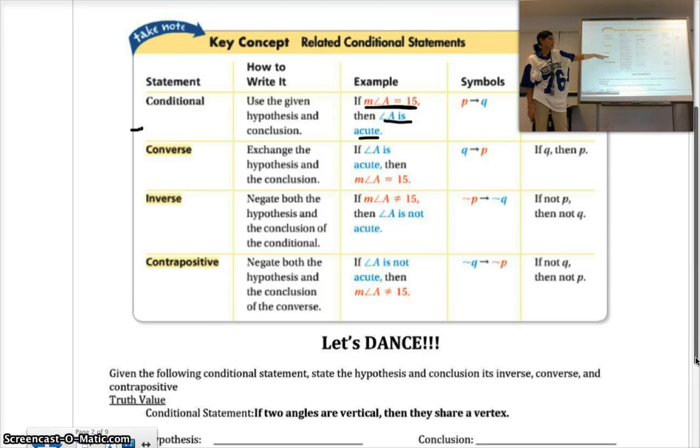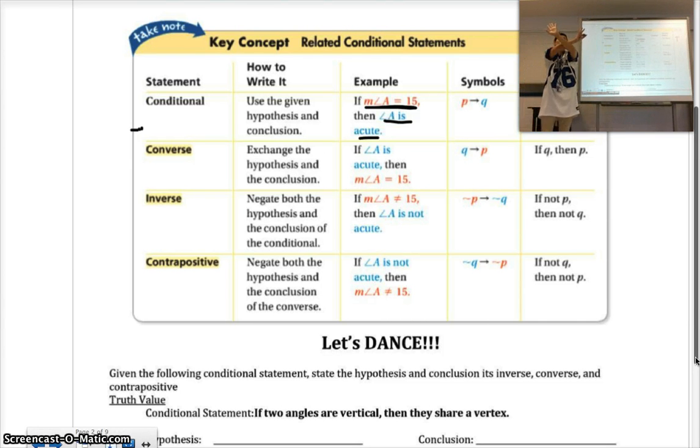The inverse is going to negate both the hypothesis and the conclusion. Okay, negate. So here it says, if the measure of angle A is not 15 degrees, then angle A is not acute. So I took this and I said, nope, nope. Okay, negate. Everybody okay? All right, last one is contrapositive, which is kind of a combo of inverse and converse.